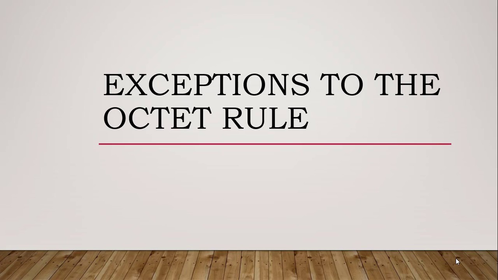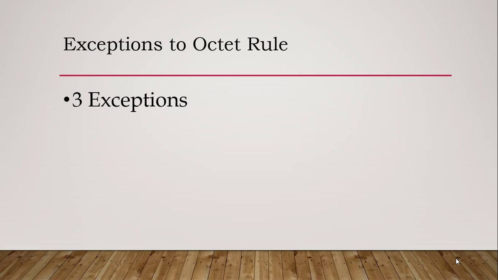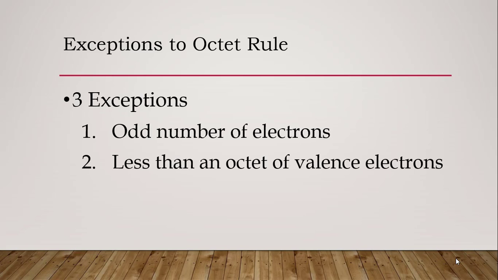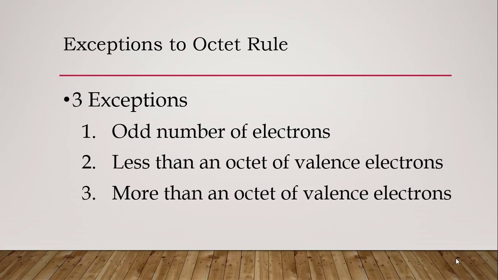This is the second video on exceptions to the octet rule. This one will be on what is called an expanded octet, and you may recall that there are three exceptions to the octet rule. The first is when you have an odd number of electrons. The second is when you have less than an octet of valence electrons. And the third is when you have more than an octet of valence electrons.